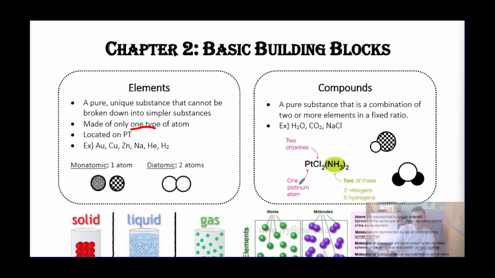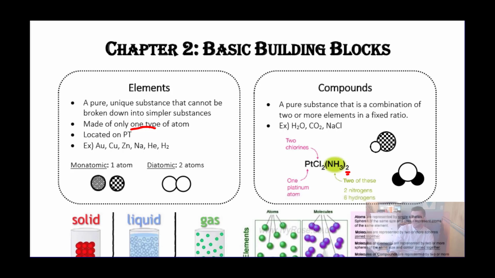So in this compound, it looks really confusing and complex, but just as an example, it's showing us that in one unit of this compound, I have one platinum atom, I have two chlorine atoms, and I have two ammonia molecules, which is what this 2 is representing. And ammonia is NH3. So in each ammonia molecule, there's 1 nitrogen and 3 hydrogens. So when I have 2 ammonia molecules, I must have 2 nitrogens and 6 hydrogens. That's what that's saying there.